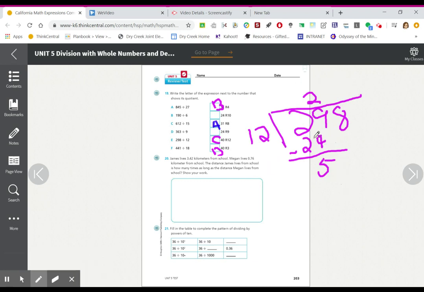So 298 divided by 12. I know that 12 times 2 is 24. So 29 take away 24 is 5. Is 5 less than 12? Yes, I did that right. So now bring down my 8.